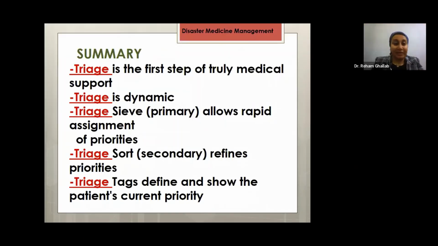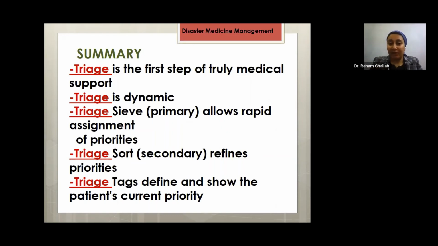Triage is the first step of truly medical support, as we said in the first steps, we don't have medical support. Even in triage by sieve, we also open the airway in less than 20 seconds. Triage is a dynamic process. A patient may change from priority 1 to priority 2 at any time and the reverse.